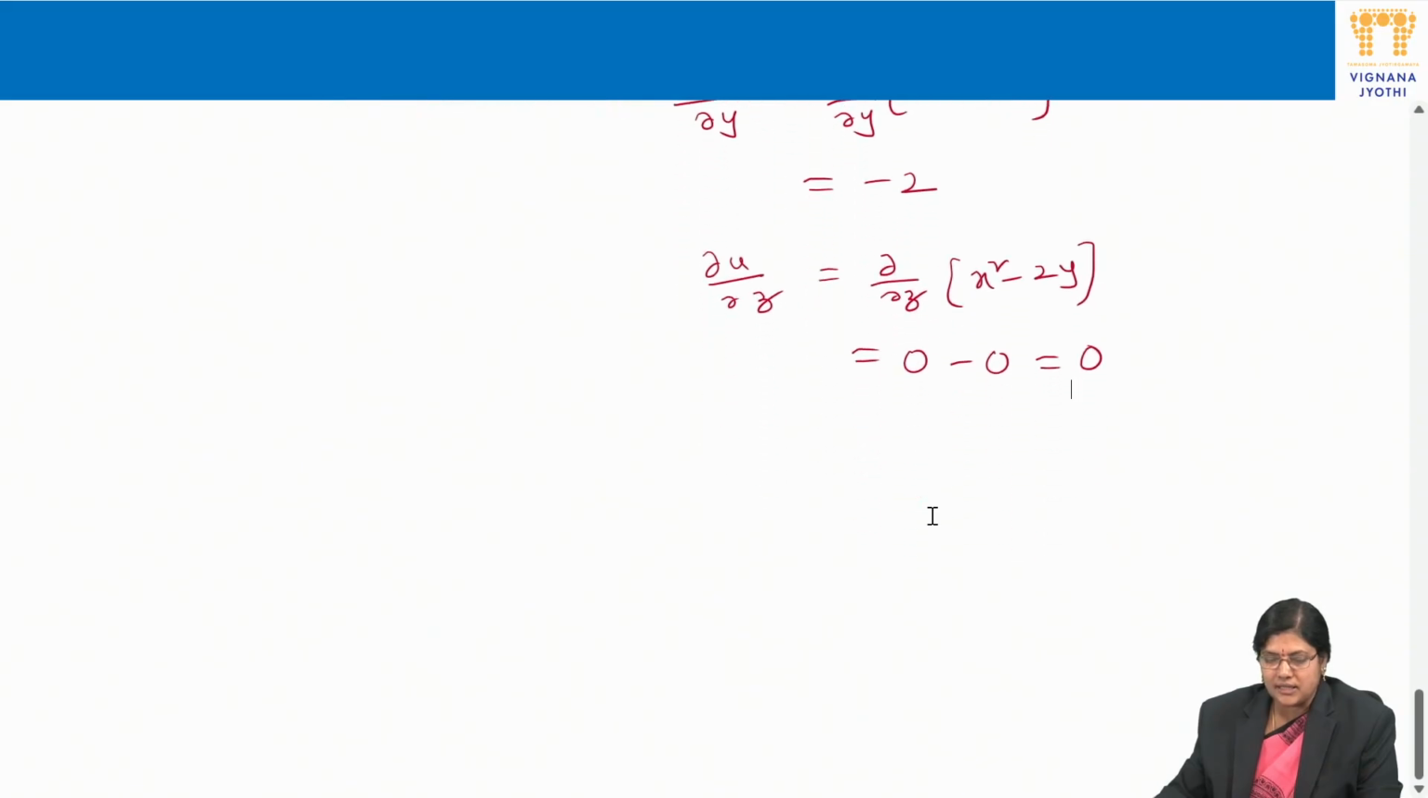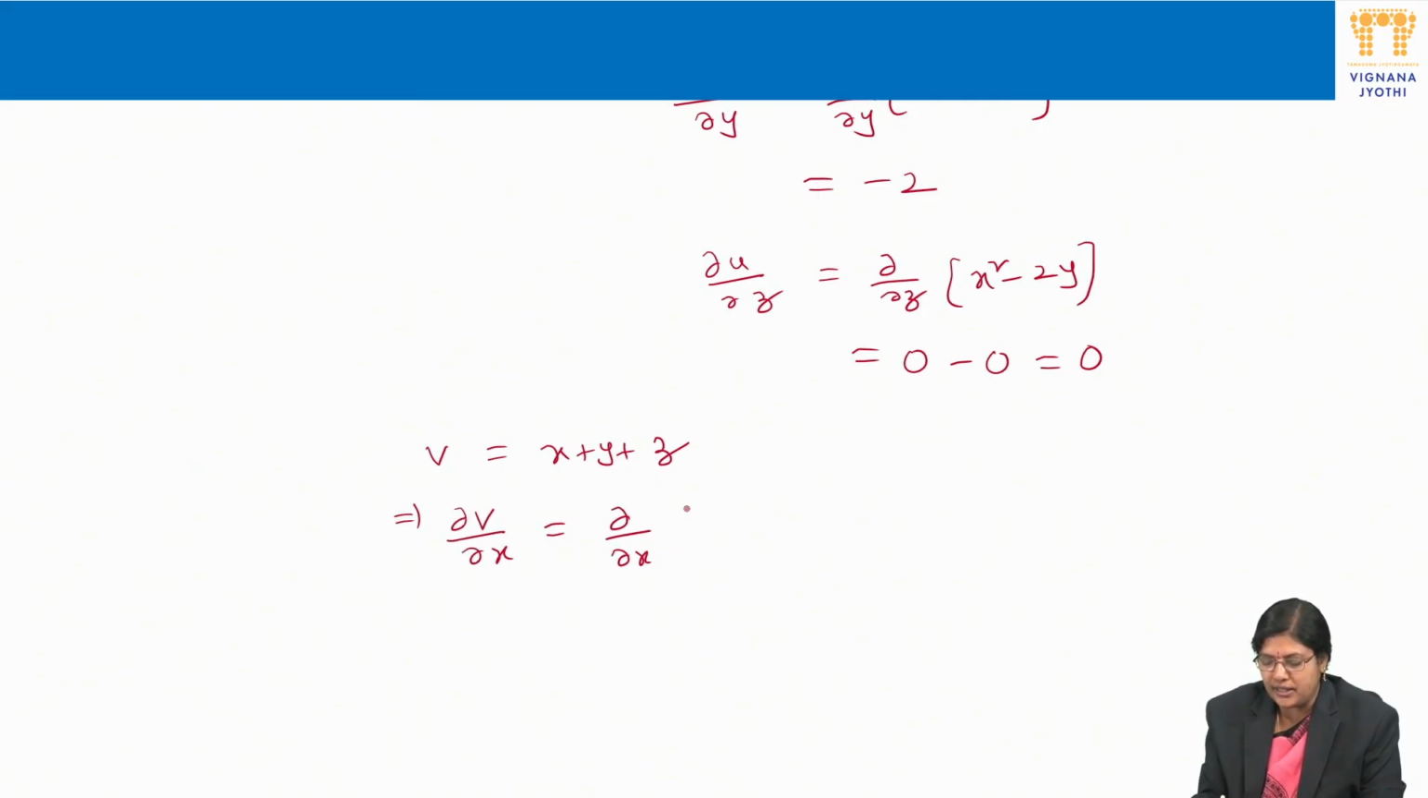Similarly, given that v is equal to x plus y plus z, then dou v by dou x is equal to dou by dou x of x plus y plus z. The partial derivative of x with respect to x is 1. The partial derivative of y with respect to x is 0. The partial derivative of z with respect to x is 0. So dou v by dou x is 1.